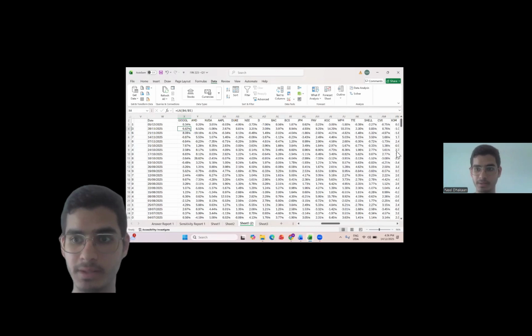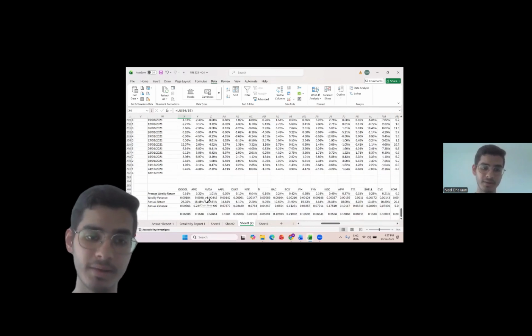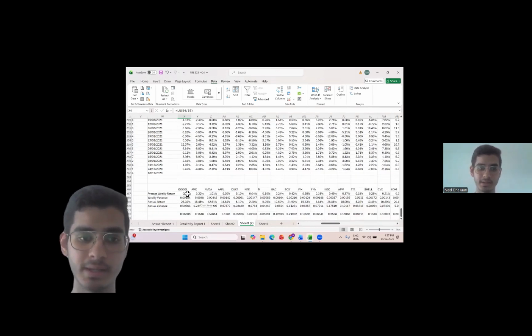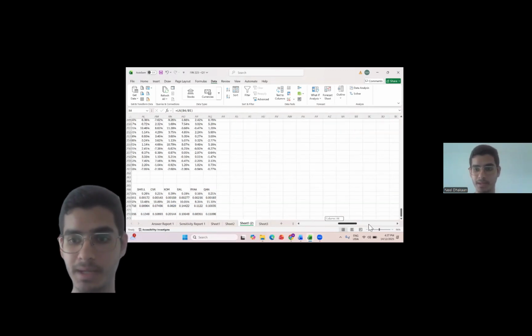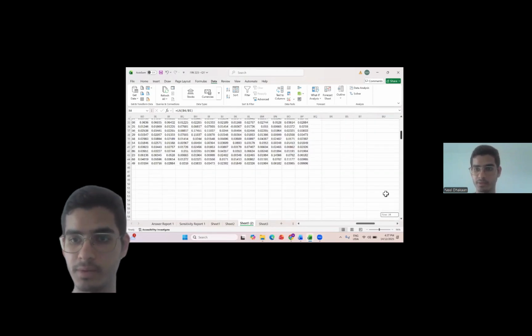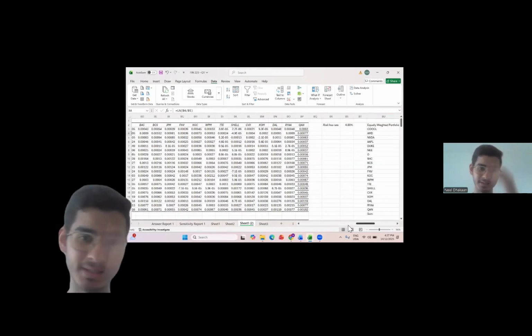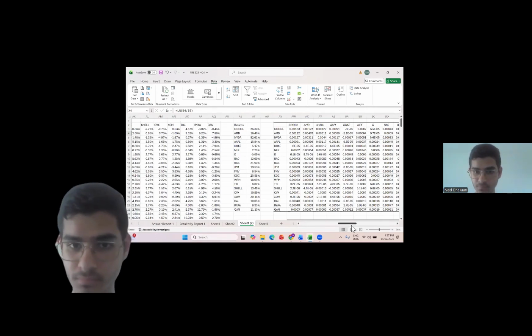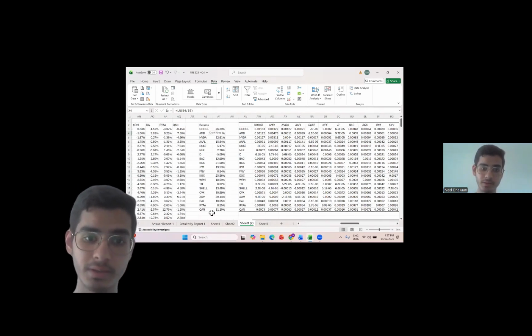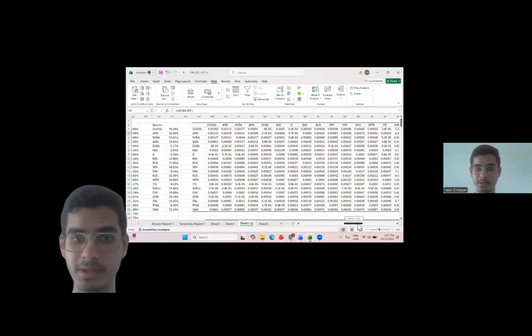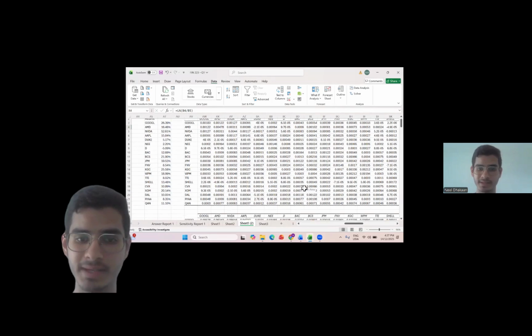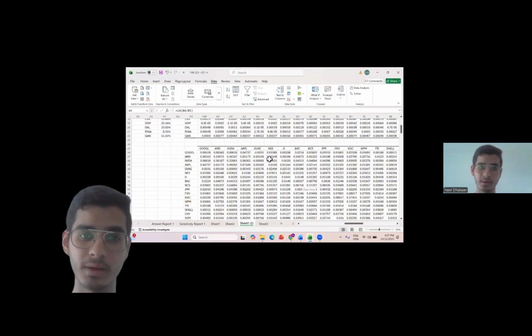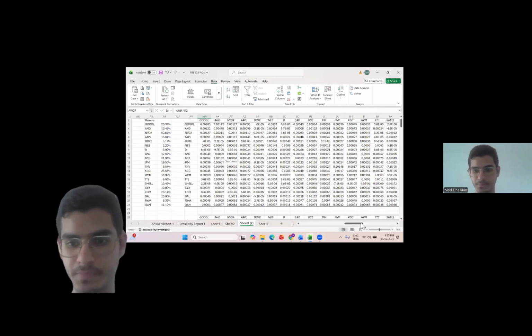After that, I got the average weekly returns for the 20 stocks and then the weekly variance, and then annual return and annual variance by multiplying it with 52. After this, I have the returns for all the stocks, the annual returns, and I transposed it. And then I got the variance covariance matrix. And again, I had to multiply it with 52, right? Because there are 52 weeks in a year.